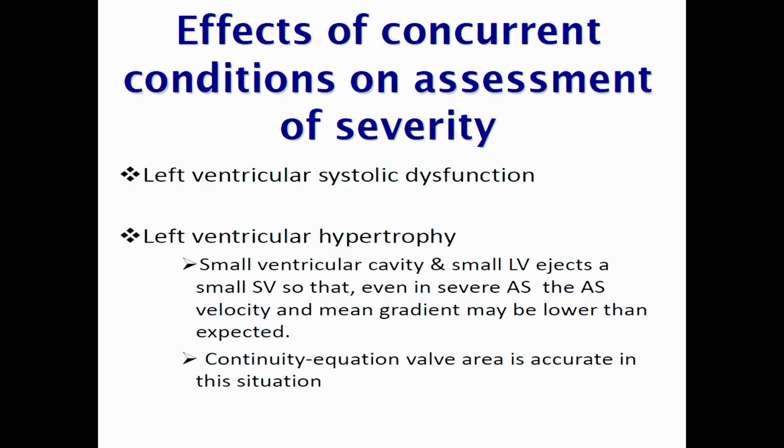The effects of concurrent conditions on assessment of severity include left ventricular systolic dysfunction, which we have seen. In ventricular hypertrophy with a small ventricular cavity, a small LV ejects a small stroke volume. So even in severe AS, the AS velocity and mean gradient may be lower than expected. If you are doing TAVI nowadays, this LV is sometimes called a suicidal LV, because after doing the valve, the cardiologist is pretty careful, as there can be sudden death in such patients as well. One should be aware that the small ventricular cavity is something which is dangerous.